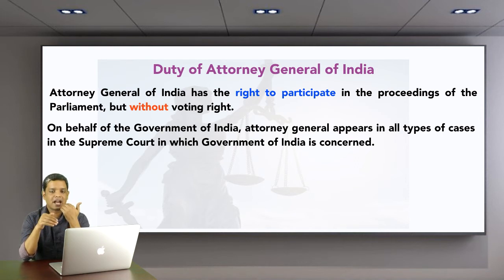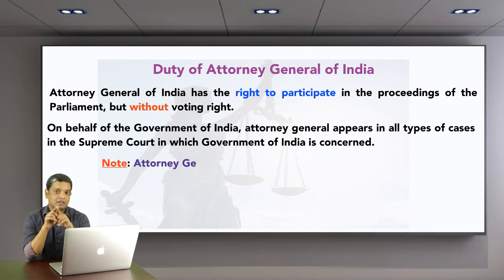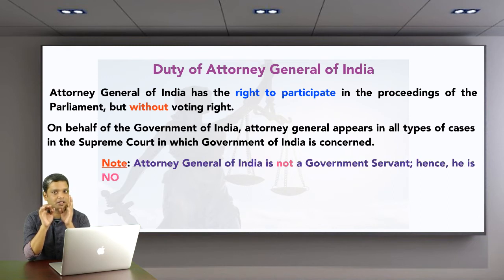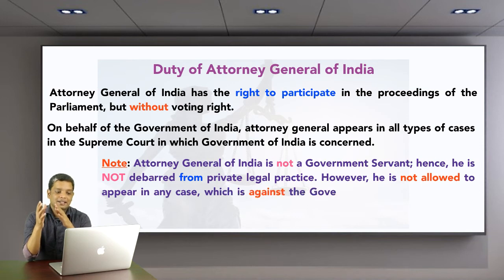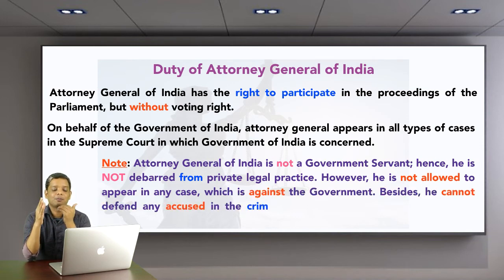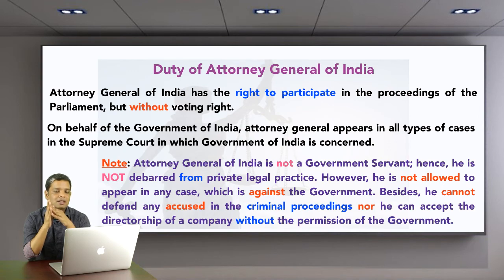But at this point in time, you need to note a point, that the Attorney General of India is not a government servant. Please pay attention. The Attorney General of India is not a government servant. Hence, he is not debarred from private legal practice. What does it mean? Since he is not a government servant, he is allowed to do his own practice. So he can do private practice.